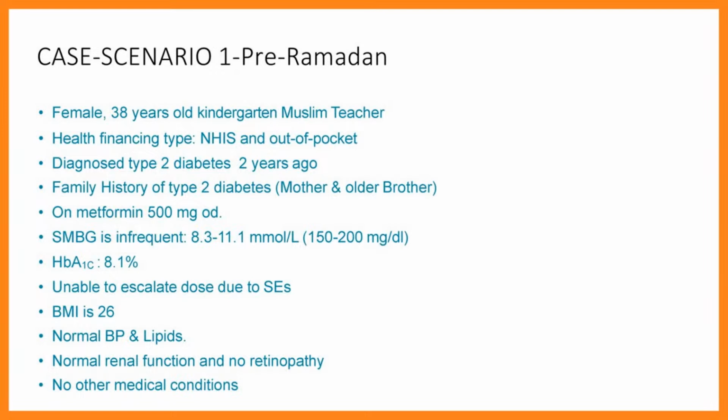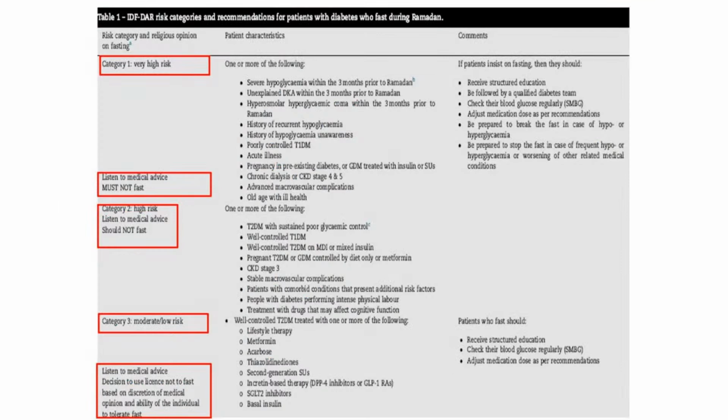She does that infrequently, and despite that, she recalls numbers of between 8.3 to 11.1. A1C is poor at 8.1. The reason she's still on 500 is that when they try to increase the medication, she gets a bloated tummy and diarrhea, so they've not been able to increase it, and nothing else has been added. She's overweight, BMI 26, no hypertension, no dyslipidemia, the renal function is fine, the eyes are also okay, no other medications.